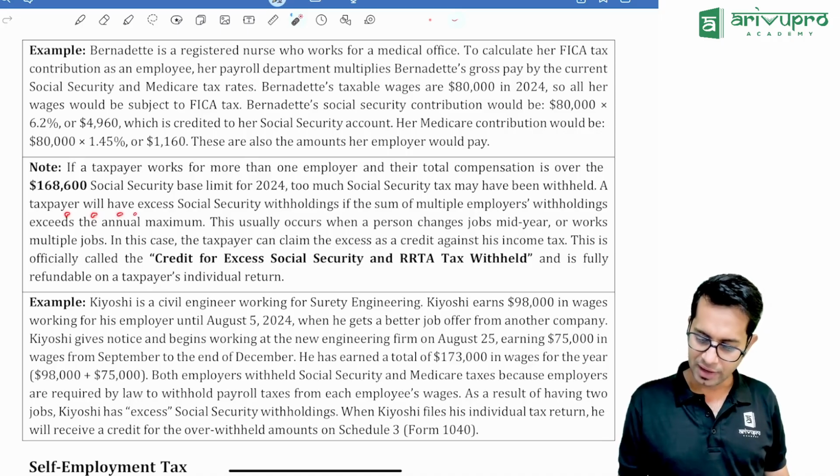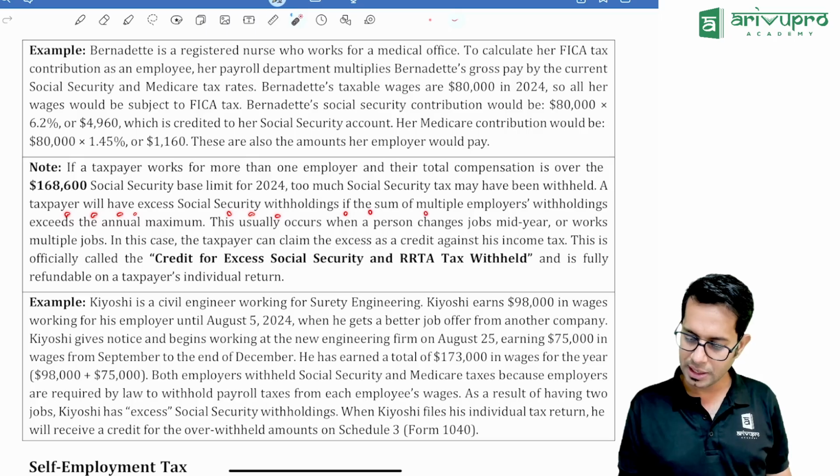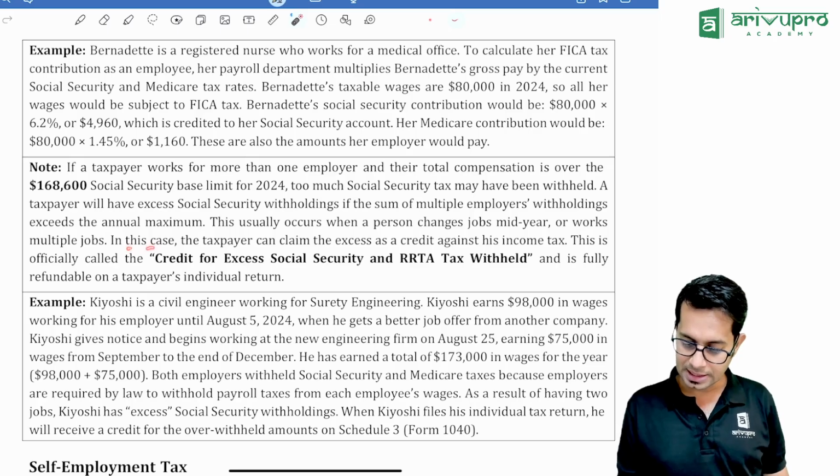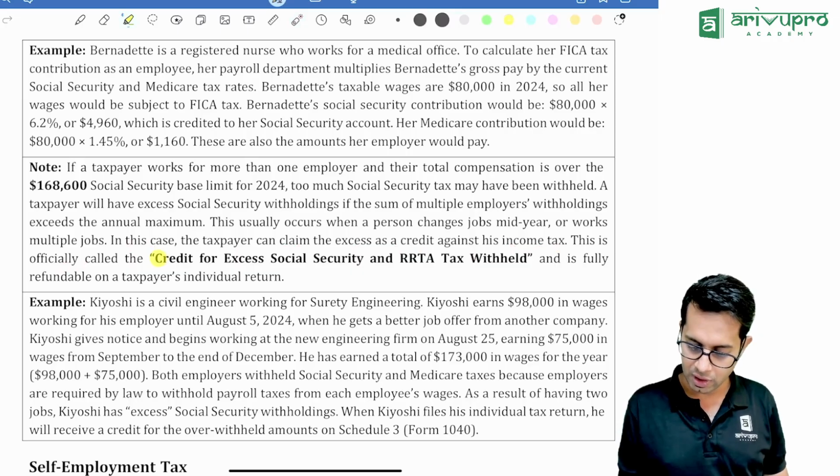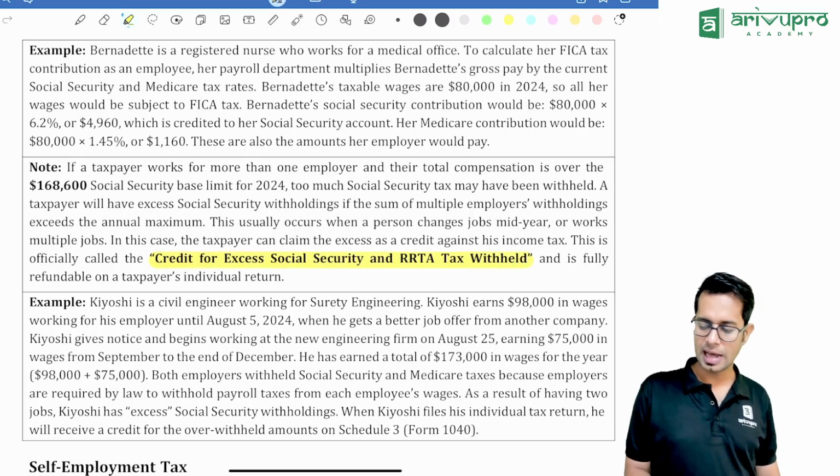A taxpayer will have excess Social Security contribution if the multiple employers' withholding exceeds the maximum amount. This usually occurs when a person changes jobs in the middle of the year or works multiple jobs. In this case, the taxpayer can claim the excess credit against the income. This is officially called the credit for Social Security tax and RRTA tax withheld.